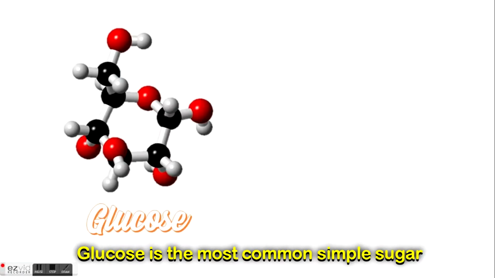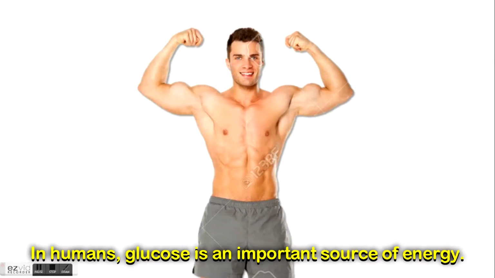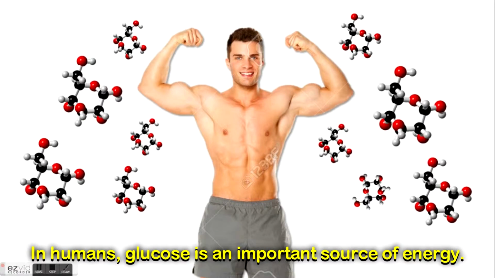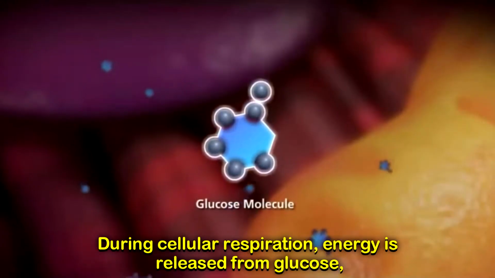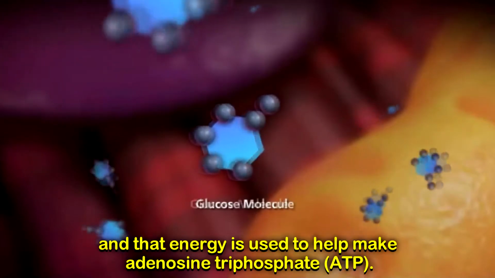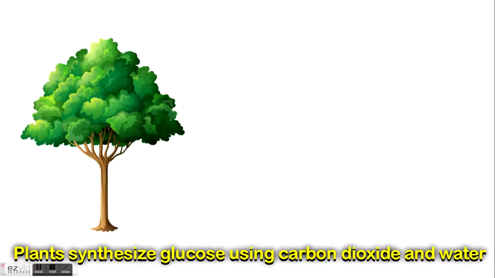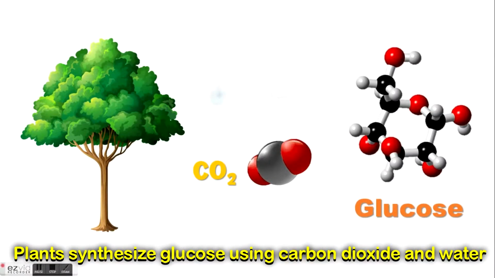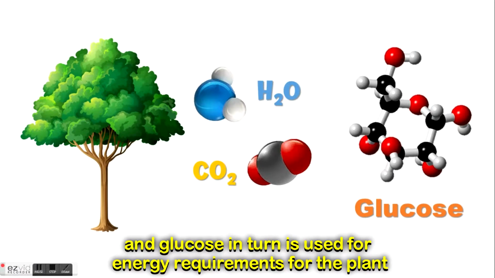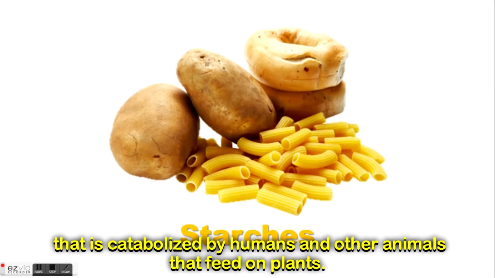Glucose is the most common simple sugar and has a chemical formula of C6H12O6. In humans, glucose is an important source of energy. During cellular respiration, energy is released from glucose, and that energy is used to help make adenosine triphosphate, or ATP. Plants synthesize glucose using carbon dioxide and water, and glucose in turn is used for energy requirements of the plant. Excess glucose is often stored as starch and is catabolized by humans and other animals that feed on plants.